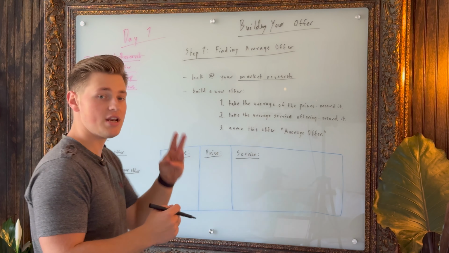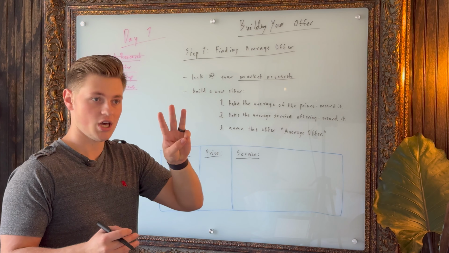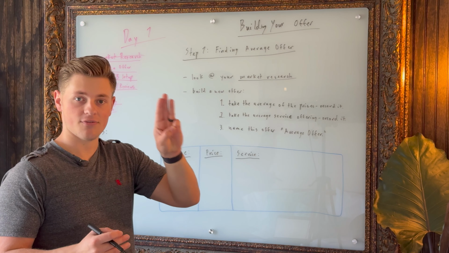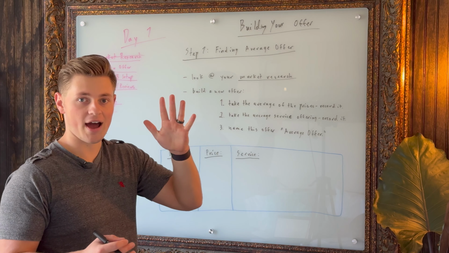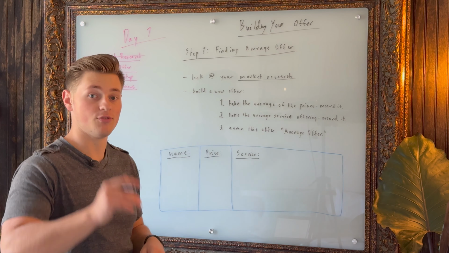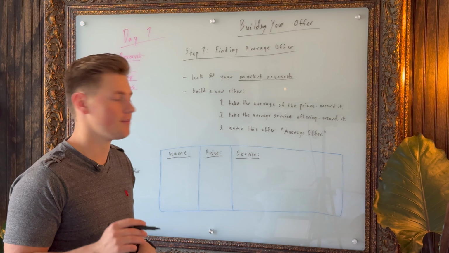So let's say there were 3 different offers that you researched. Add them all together and then divide that sum by 3. If there were 5, add them all together, divide that sum by 5. If you still don't know how to, ask ChatGPT.